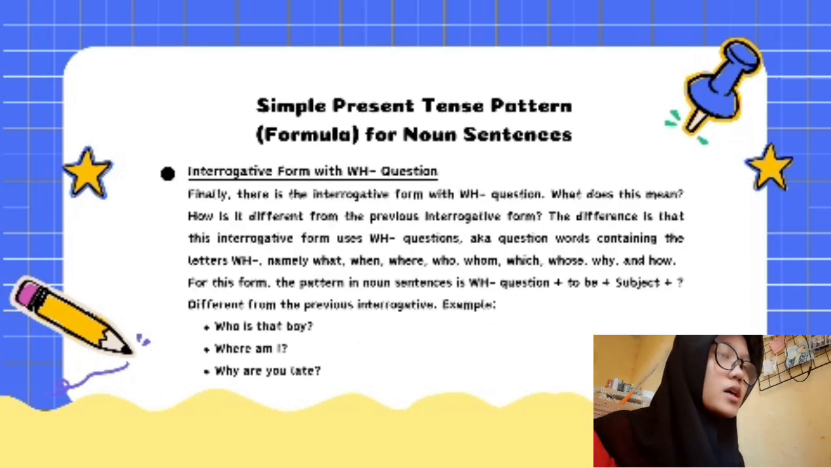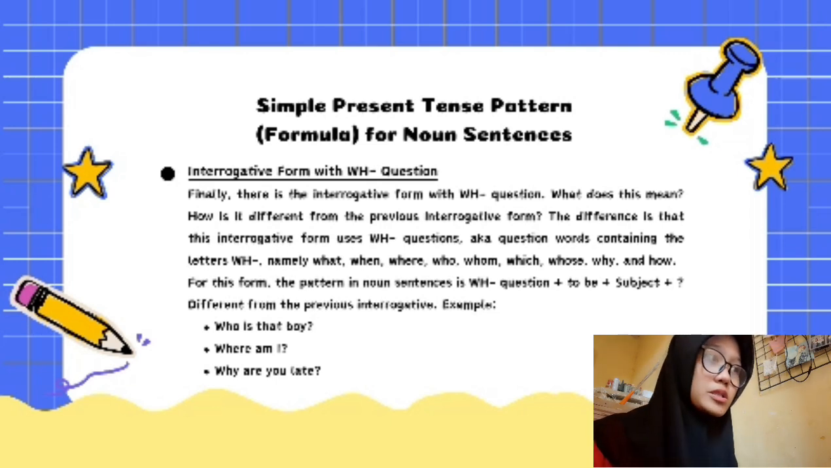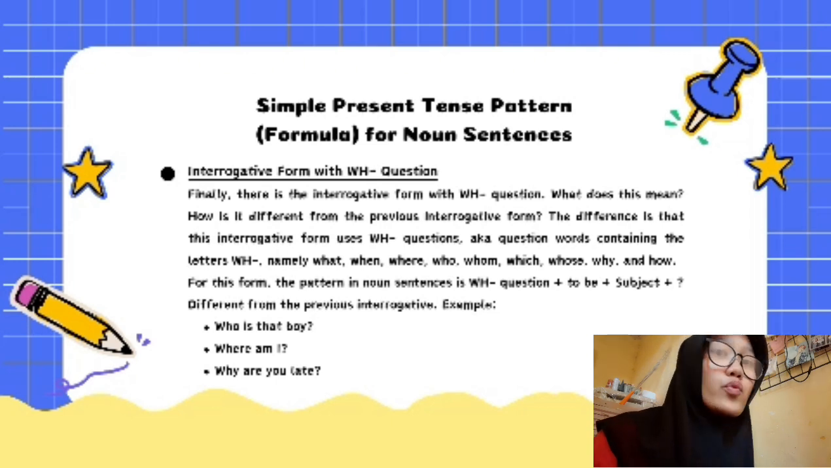Next, interrogative form with WH question. Finally, there is the interrogative form with WH question. What does this mean? How is it different from the previous interrogative form? The difference is that this interrogative form uses WH questions, aka question words containing the letters WH, namely what, when, where, who, whom, which, whose, why, and how.